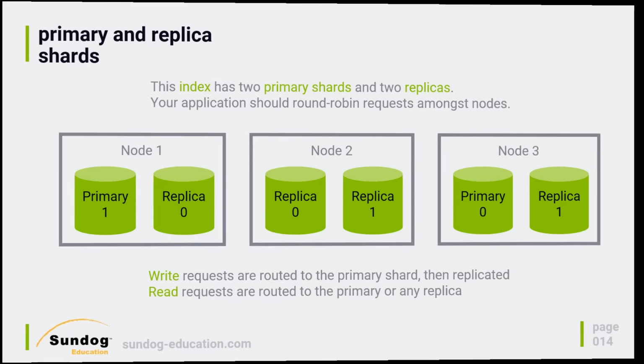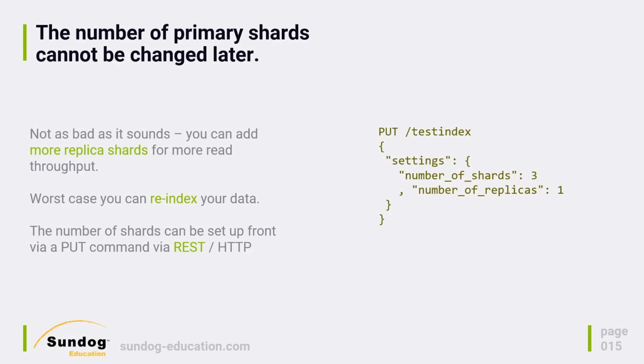Now, this kind of sucky thing is that you cannot change the number of primary shards in your cluster later on. You need to define that right when you're creating your index up front. And here, by the way, is what the syntax for that would look like through a REST request. We would specify a put verb on our REST request with the index name, followed by a setting structure in JSON that defines the number of primary shards and the number of replicas.